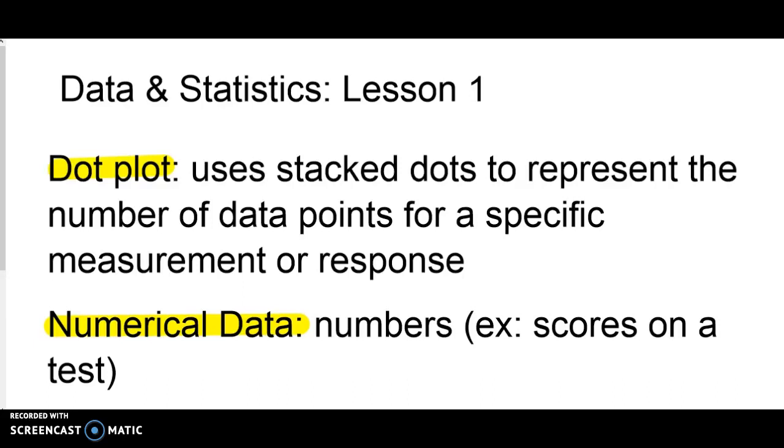All right, class, so today we are going to start a brand new unit. It is called Data and Statistics. This is the very first lesson. I need you to look at the bottom of your page where it says Notes, and we're going to go through a couple of terms first.